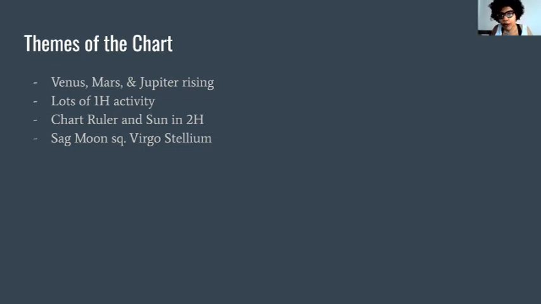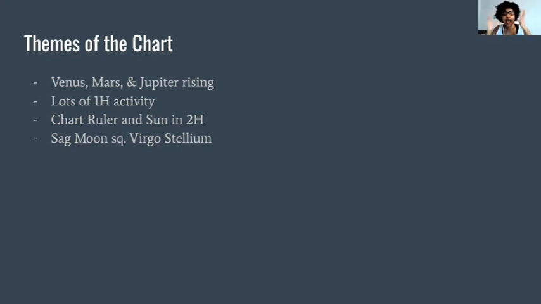And another important pattern to note about this chart is that the chart ruler and the sun, which is a very important planet in a solar return chart, both of those planets are in the second house. And so as of right now, we've got first house activity, we've got second house activity, and looking at the other luminary, the moon, we incorporate some fourth house activity as well, because of course, the moon in Sagittarius was squaring all of those planets in the first house.